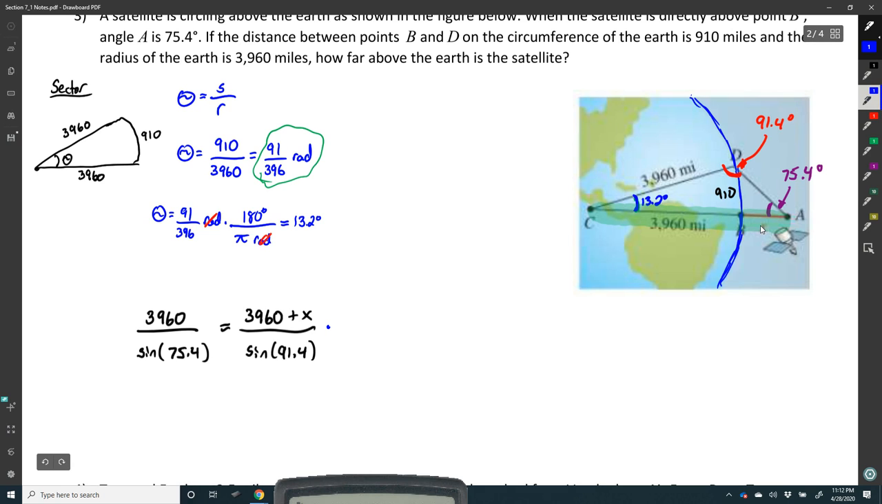So I'm just going to multiply by sine of 91.4. Now I could be using my calculator and figuring out what the decimal versions of sine of 75.4 and sine of 91.4 are, but I'm not. I'm going to save that for the very end because we want to get the most exact answer possible. And if you're always using decimals whenever you have your sines, your answer is going to get more and more incorrect as you start doing more math to it.